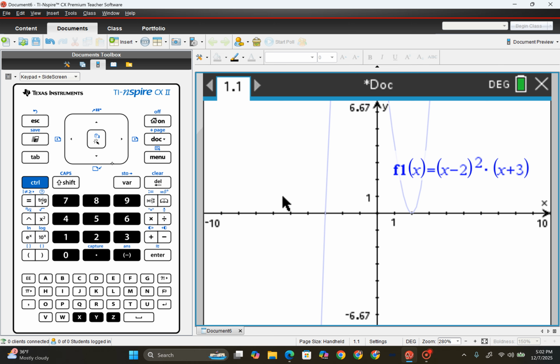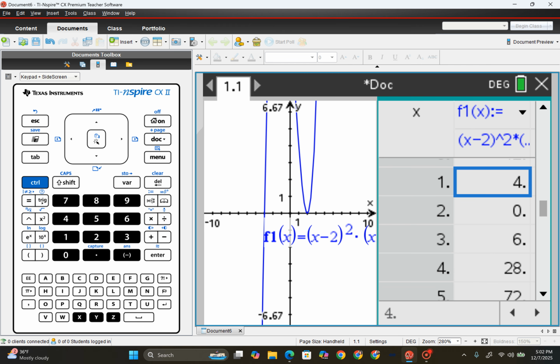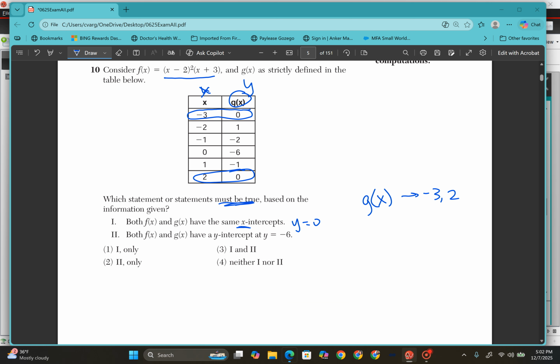And we can verify that by hitting menu, going to our table, split screen, and looking at our, right? So across from 2 is 0. And let's check that -3. Yeah, across from -3 is also 0. So that statement right there is definitely true, okay? So 1 is true. That means that this is wrong and this is wrong.